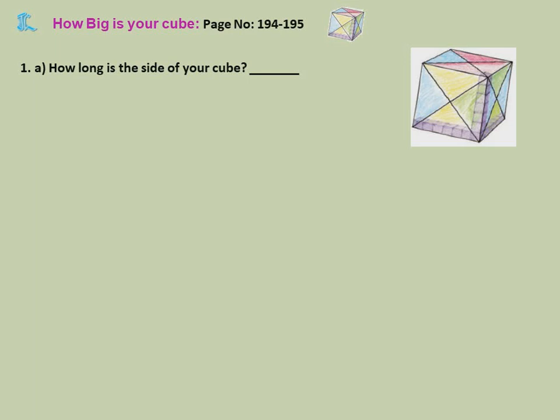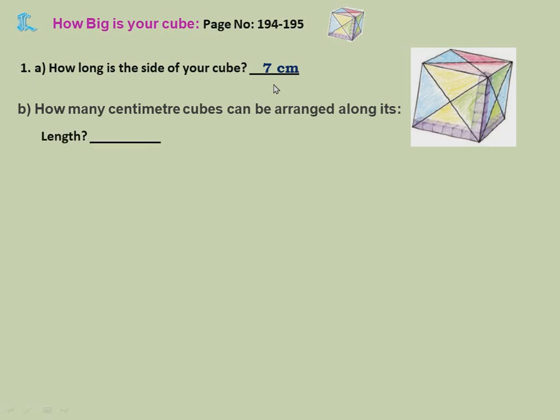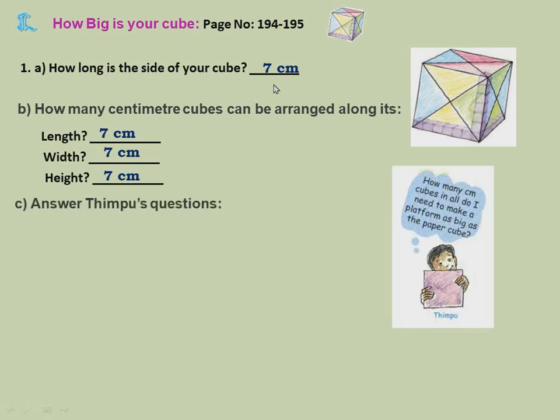Now, how long is the side of your cube? After making the cube, if you keep a scale and see the length, you will get it as 7 centimeters. That is the side. How many centimeter cubes can be arranged along its length? What is the length? 7 centimeters. What is the width? 7 centimeters. What is the height? 7 centimeters. Why are all the same? Because this is a cube. Cube means all sides are the same.